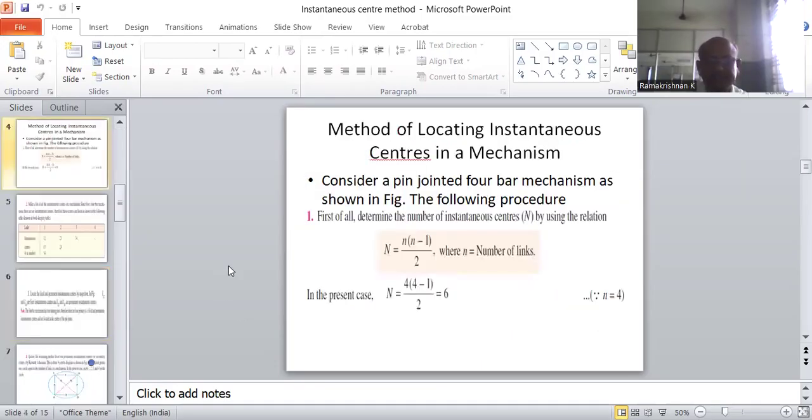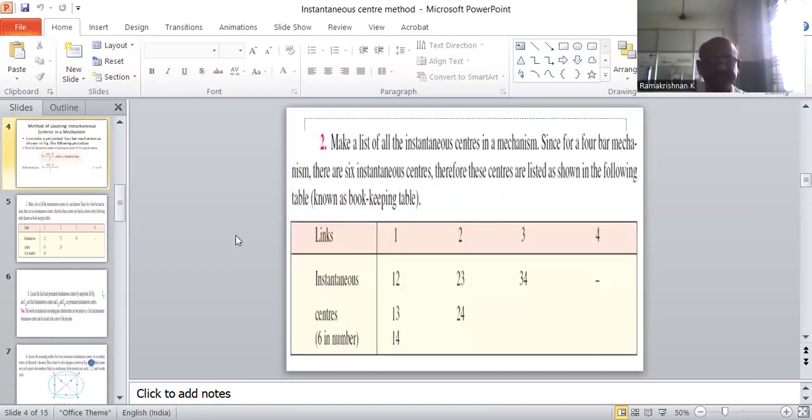Now let us discuss the method for locating the instantaneous centers in a mechanism. First, for the mechanism given, we have to determine the number of instantaneous centers by using the simple formula n(n-1)/2. Here the small n represents the number of links. For 4 links, we know the number of instantaneous centers is 6.